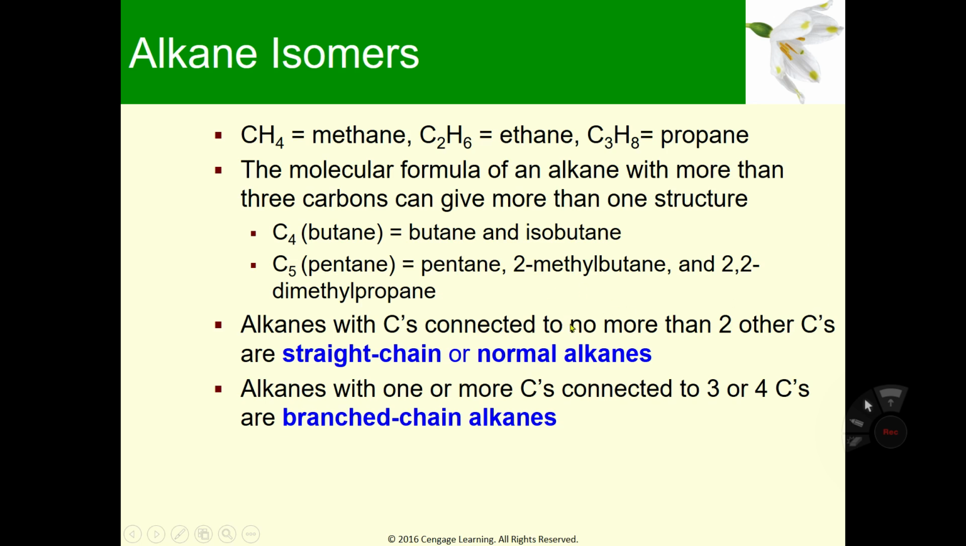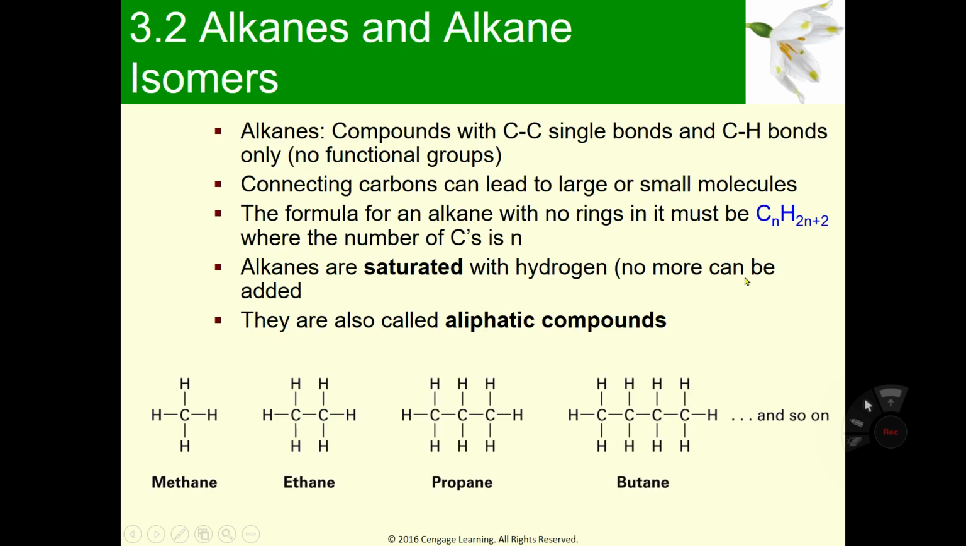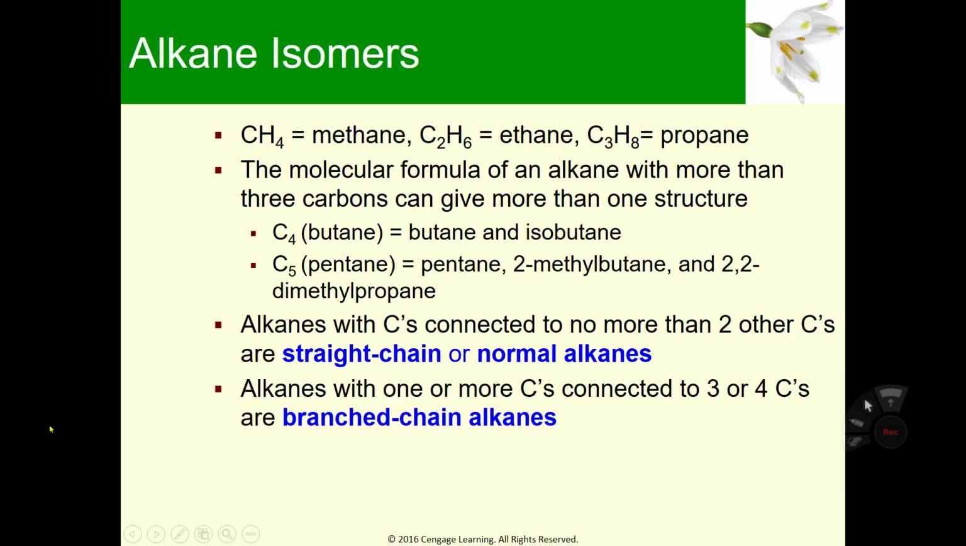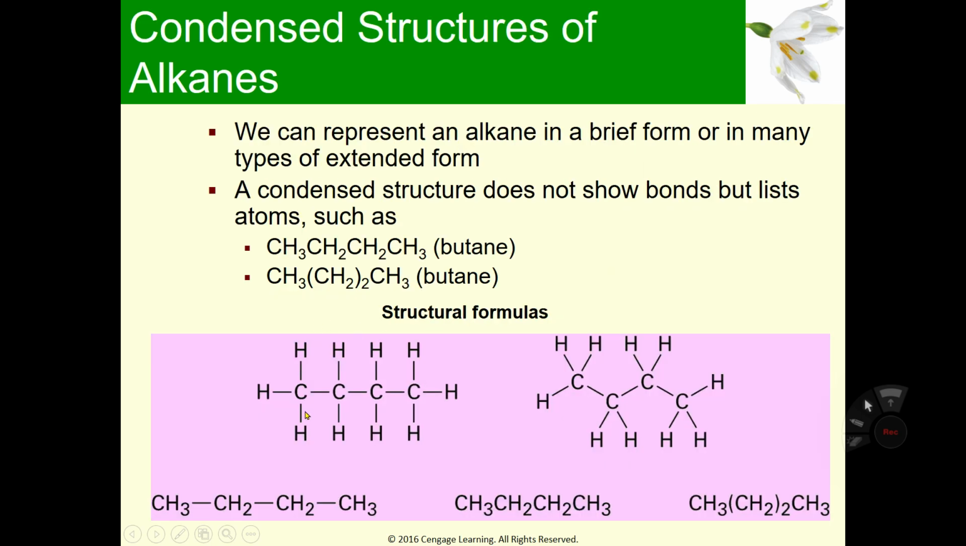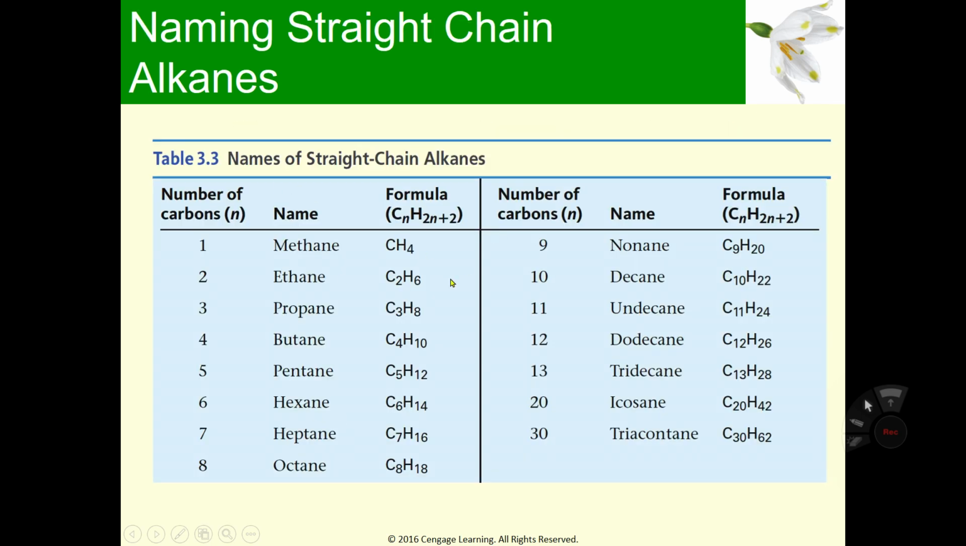calculate the number of hydrogens you need based on this general formula, right? So if you have 1 carbon, you will have 4 hydrogens based on this formula. If you have 2 carbons, you have 6 hydrogens, and so on. So if you fix the number of carbons, then the number of hydrogens will be automatically determined.